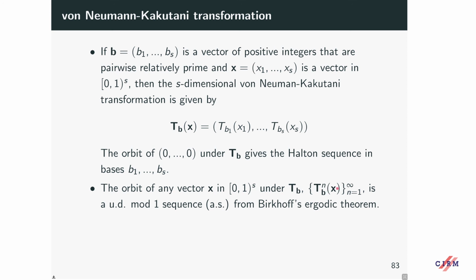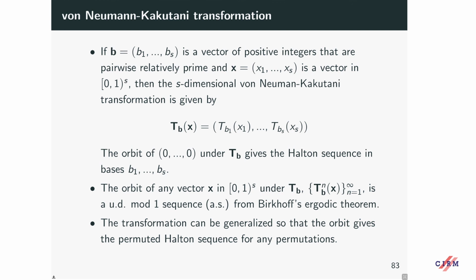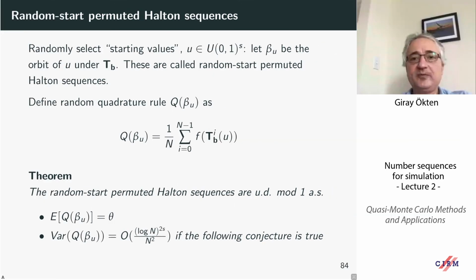And that means you can use the orbit to integrate a function using our standard quasi-Monte Carlo integration. I'll skip that last bullet. We can also incorporate permuted Halton sequences in this setting. But let's move on.